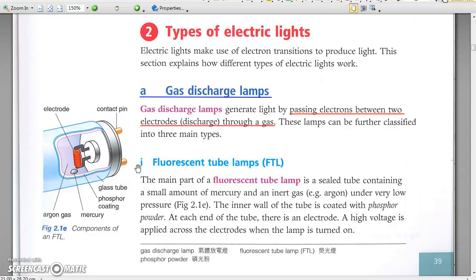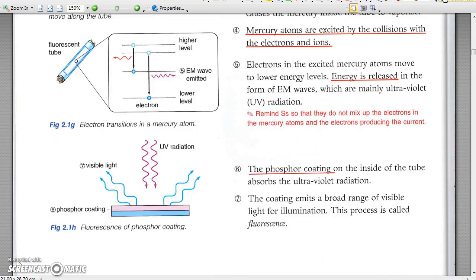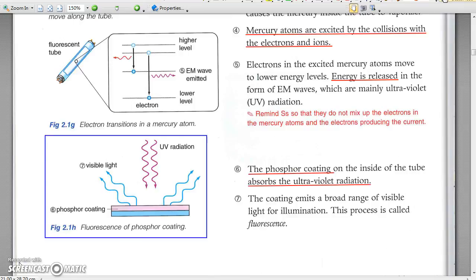1. Fluorescent tube lamps, FTL. FTLs are efficient in producing visible light. Inside an FTL, electrons discharge through the inert gas between the electrodes at its 2 ends. It ionizes the gas and heats up the tube, and electrons collide with the mercury atoms and excite them. When an excited mercury atom returns to a lower energy state, it emits UV light, which is converted into visible light by the phosphor coating on the inside wall of the tube through fluorescence.